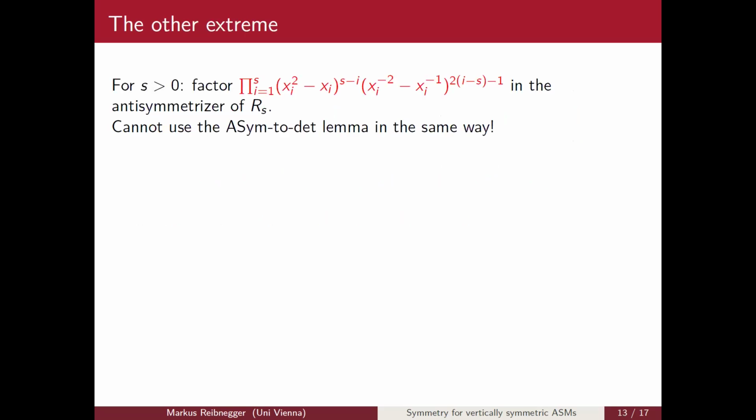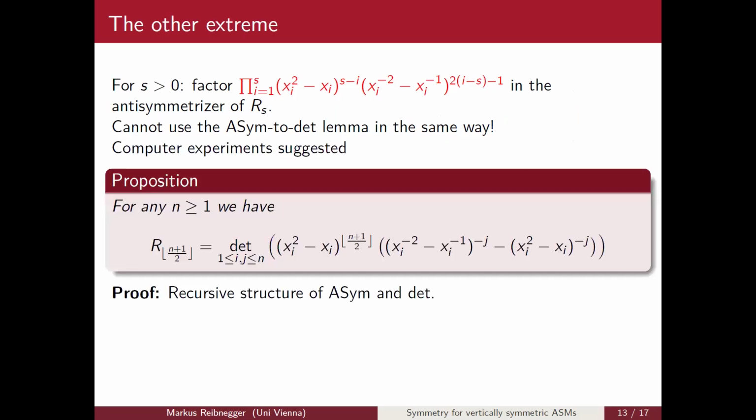If s is not 0, then you get this factor in the antisymmetrizer, and you cannot simply apply the antisymmetrizer to determinant lemma. You have to think of something different. And the thing that you can think of is you take a computer and you look at some of these things and you try to find a determinant that has a similar form. And you hope that the computer gives you such a form. And indeed, this works.